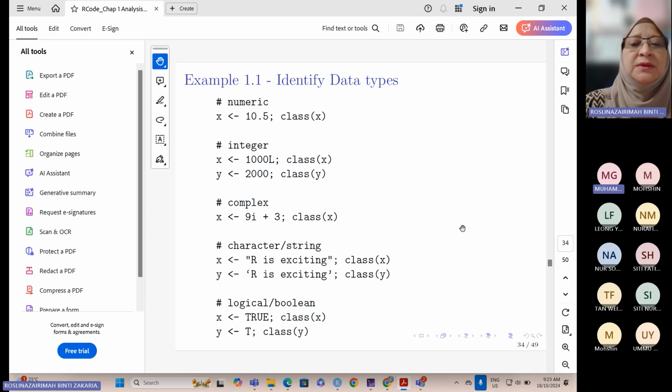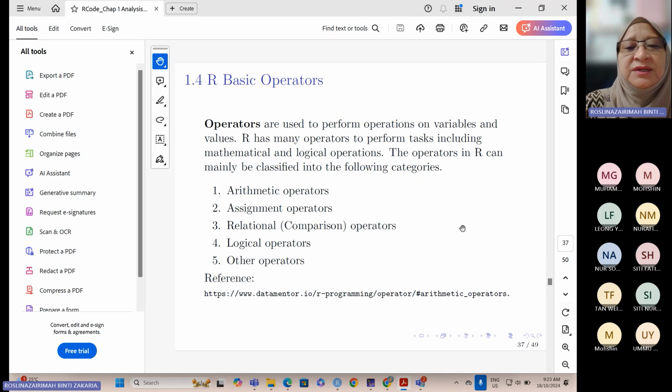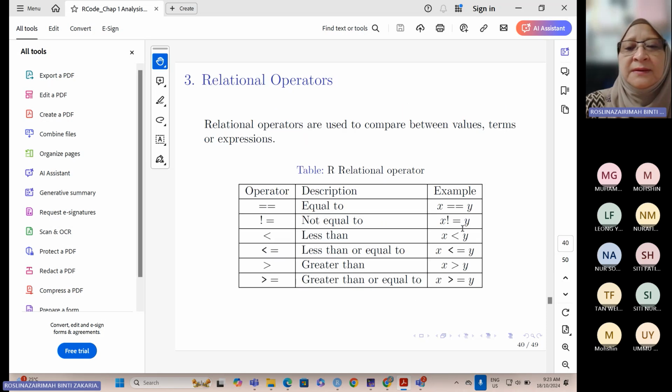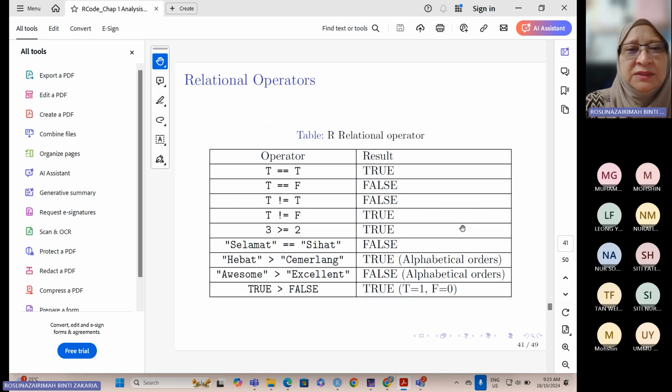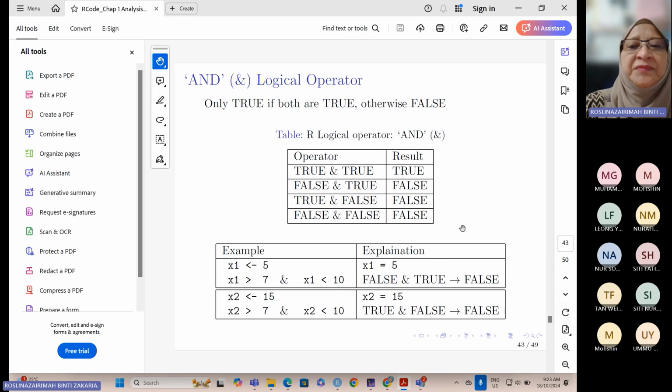So, okay, I think you can check. Data structure: how are we going to construct matrices and so on. This is arithmetic, that means from the data type we can add and so on. We can compare, we can use the relational operators and so on. Logical.